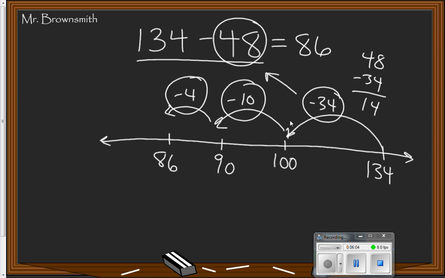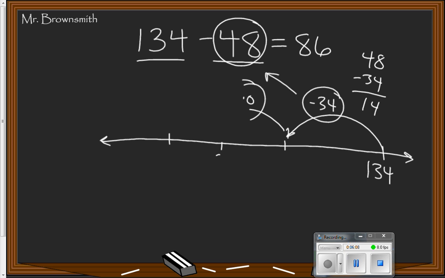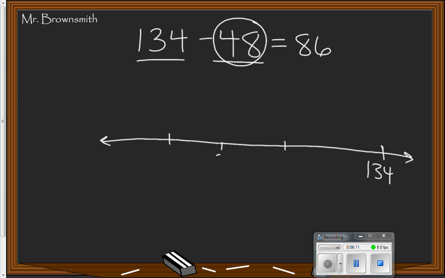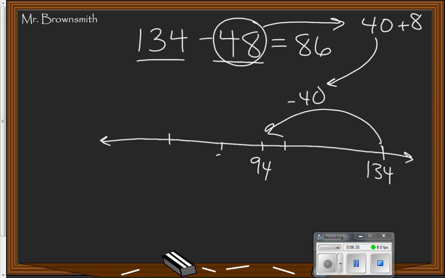And what might even be easier for some people is to forget the benchmarks that we've got down here when we do this, and think about breaking apart my 48 here into maybe 10s and 1s, and thinking, okay, if I take 40 from this 134, then I'm going to be down here at 94. So if I subtract the 40 that I broke apart here, then I get down to 94. And then I can subtract this 8 that we've got here from 94 to get my 86.